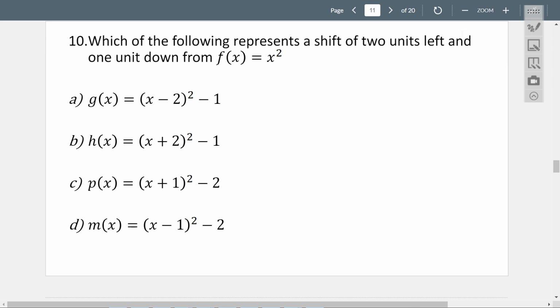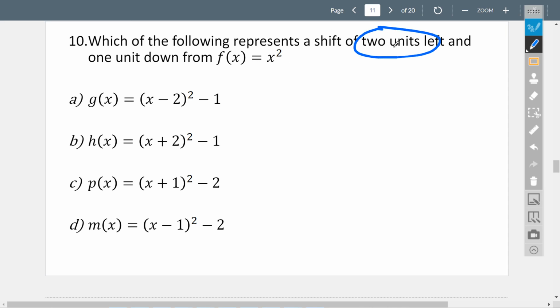Number 10, which of the following represents a shift left by 2 units and down by 1 unit from f of x equals x squared? So 2 units left would be a +2 inside the x here. And 1 unit down would be a -1 on the outside. So +2 on the inside, -1 on the outside.